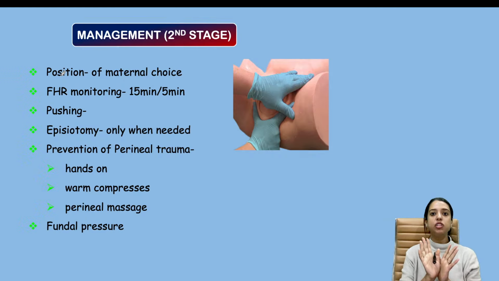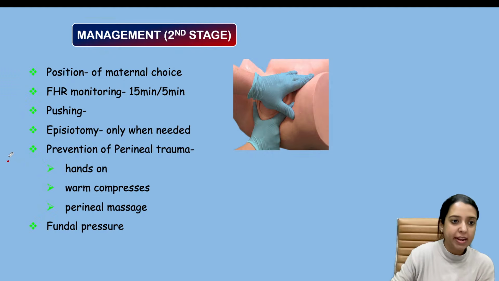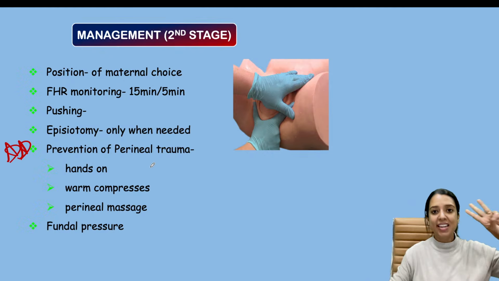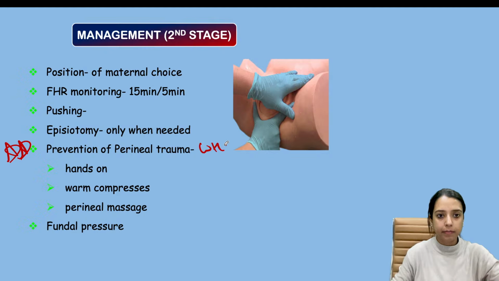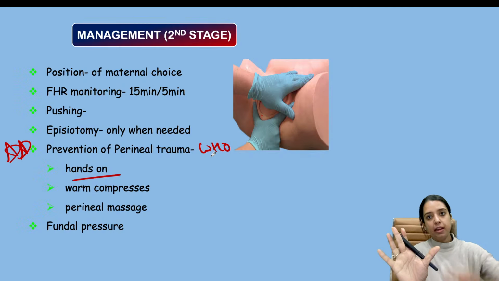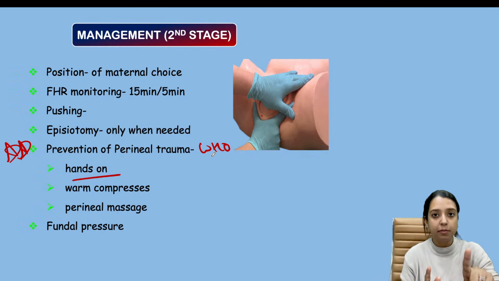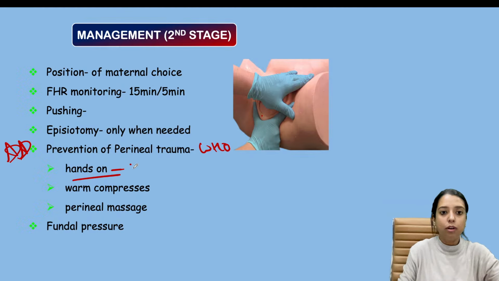Second stage, when the mother is pushing the baby out. There are few things which are done to prevent perineal trauma. Many times asked. What should be done to prevent perineal trauma? 3 things given by WHO. Hands on. This is hands on. One hand on perineum, with other hand you flex the head. Flexed head has the smallest diameter. So hands on, you are flexing the head.